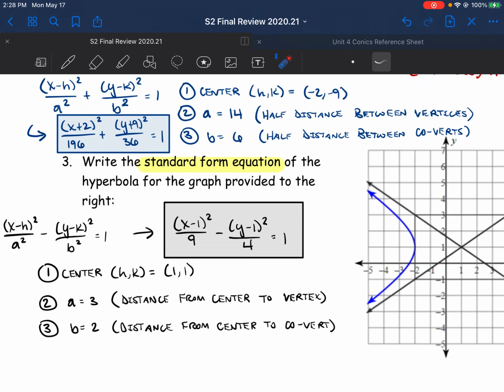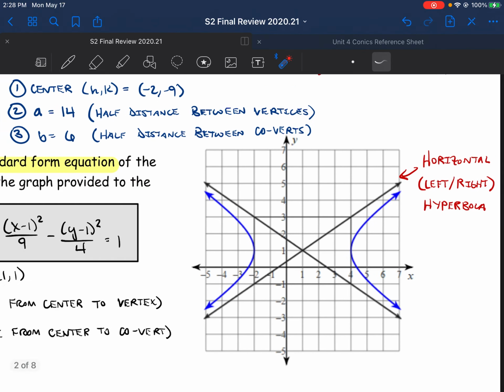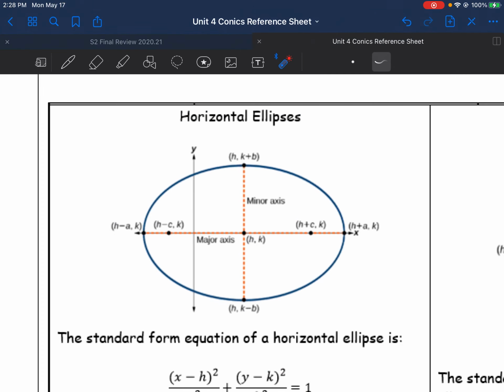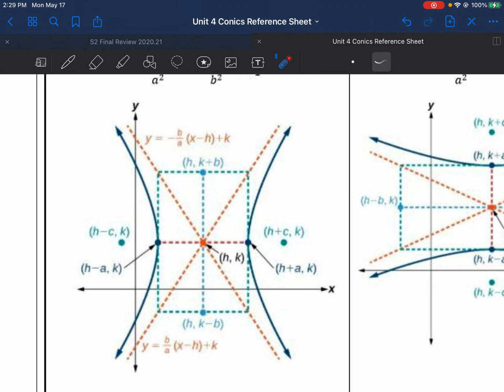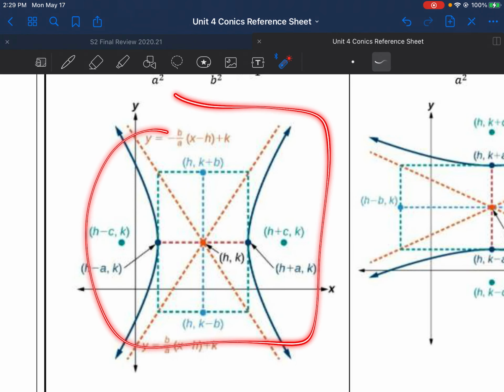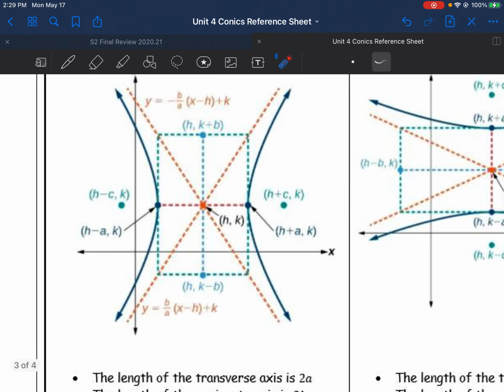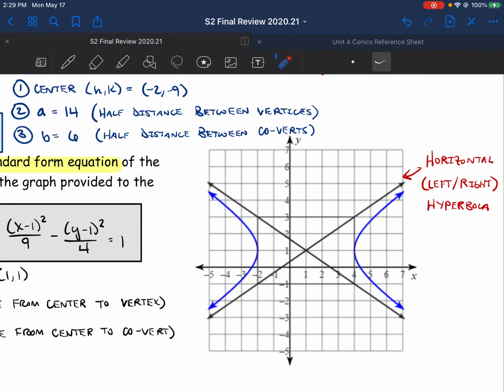All right, next. Write the standard form equation of the hyperbola for the graph provided. So this is the information we were given. Immediately, we should be able to recognize that this is a horizontal, left-right opening hyperbola. Because of that, we have a specific set of formulas that we're going to use. Here is a left-right opening hyperbola. This is our standard form equation for left-right opening hyperbolas, and this is all the information we're going to use for them.